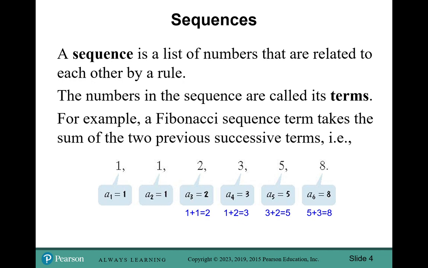A sequence is a list of numbers that are related to each other by a rule. The numbers in the sequence are called its terms. For example, a Fibonacci sequence term takes the sum of the two previous successive terms. If A1 is 1 and A2 is 1, then A3 is 1 plus 1, which is 2, A4 is 2 plus 1, which is 3, A5 is 3 plus 2, which is 5, and the next term is 3 plus 5, which is 8, and it continues on, adding the previous two terms to get to the next term.